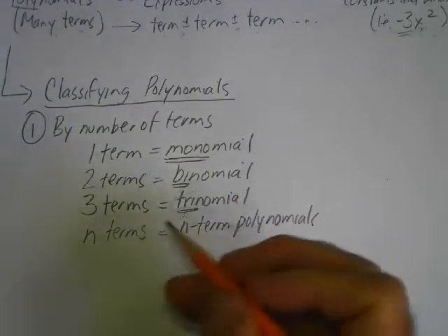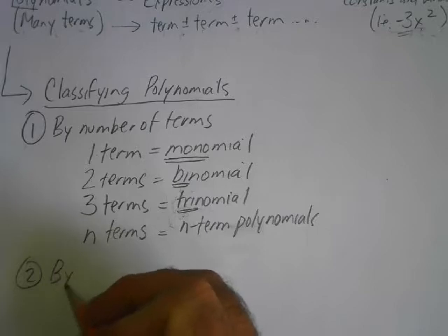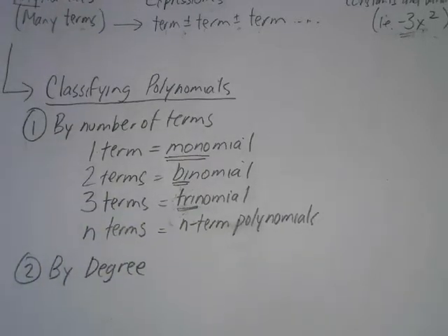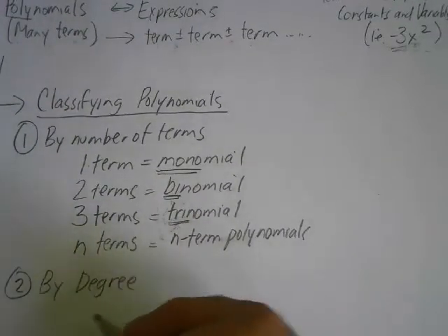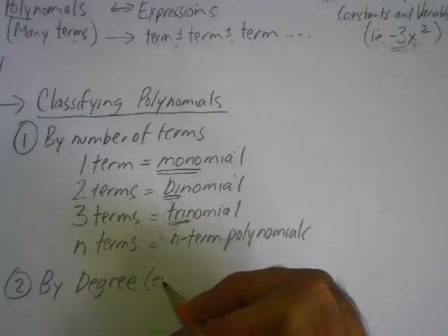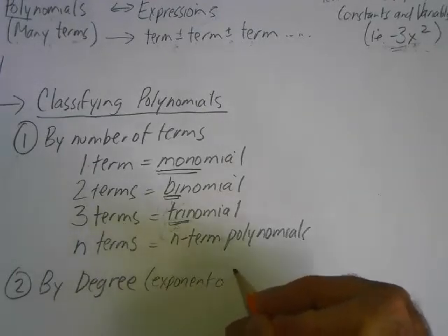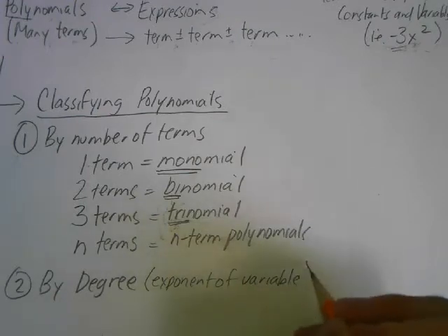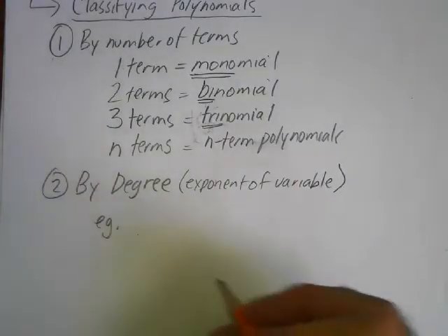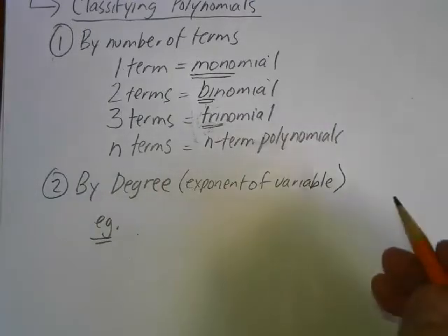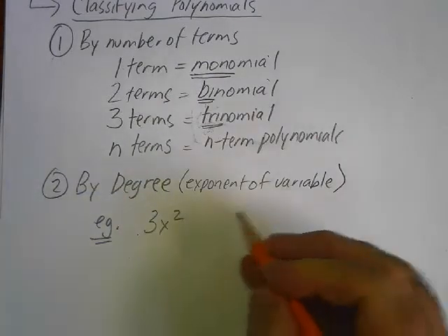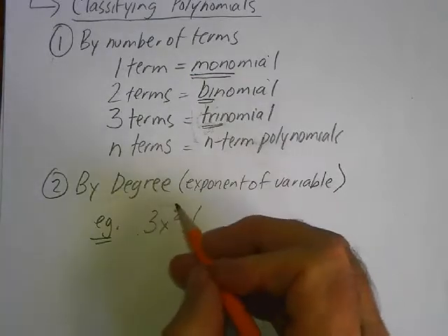Okay, the second is by the degree. The best way to talk about this is if I give some examples here. So the degree is basically the exponent of the variable. It's a little bit more than that, but that'll get you in the right direction. So I'll do some examples here. Let's start with a single term, like a monomial. So if I had 3x squared, that would be degree 2 because of the exponent.